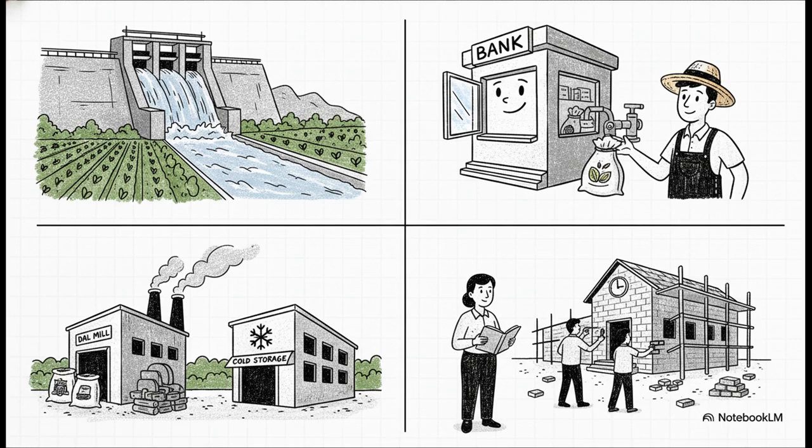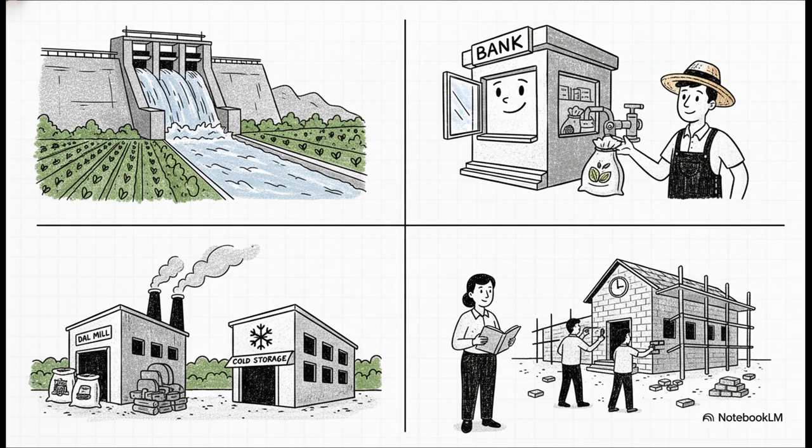For example, if the government builds dams and canals, farms instantly become more productive, which creates more localized work. If local banks step in with cheap credit, farmers can finally buy proper seeds and water pumps without getting crushed by local moneylenders. But we also have to build outside the farm, right?